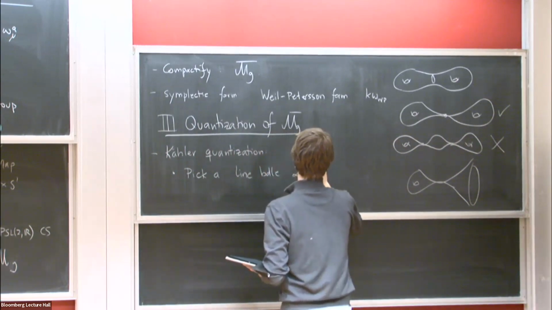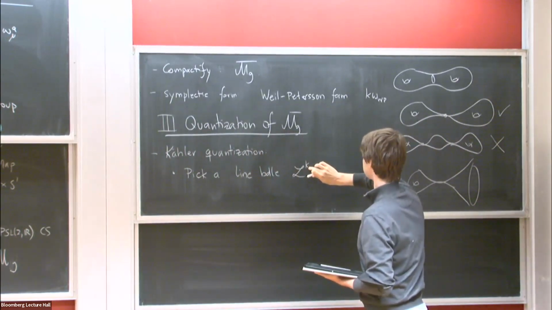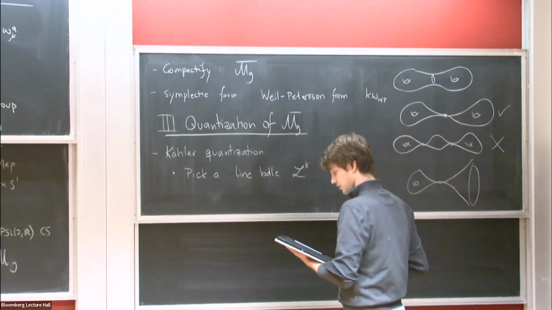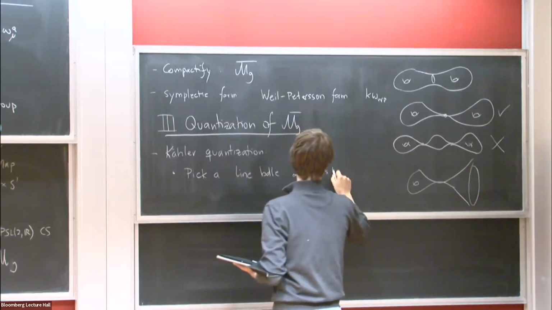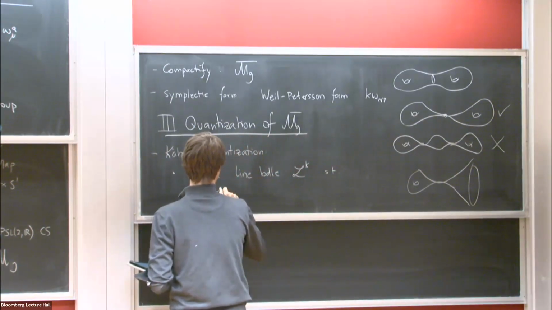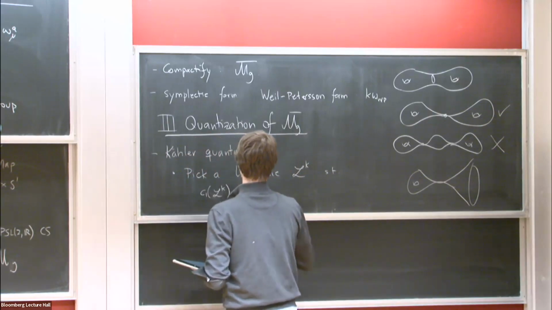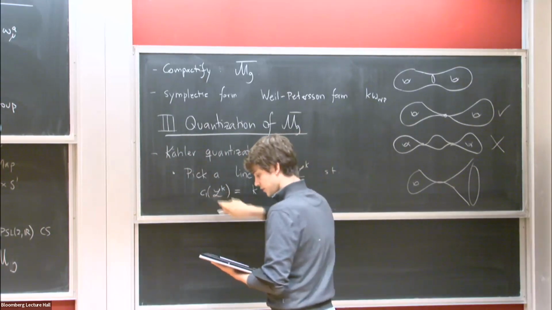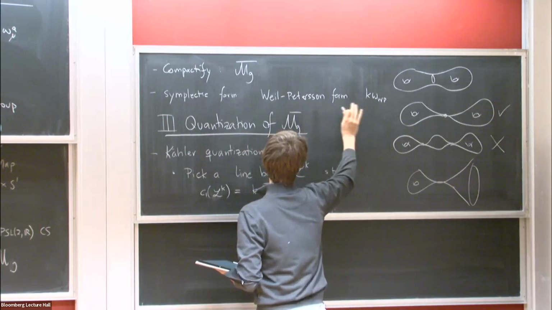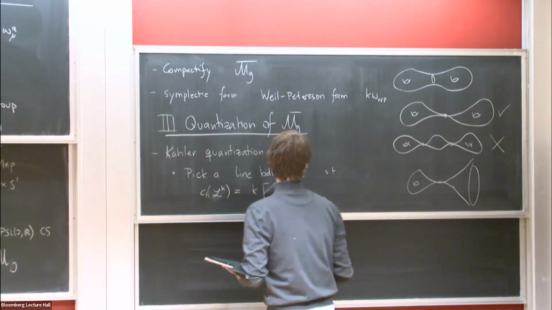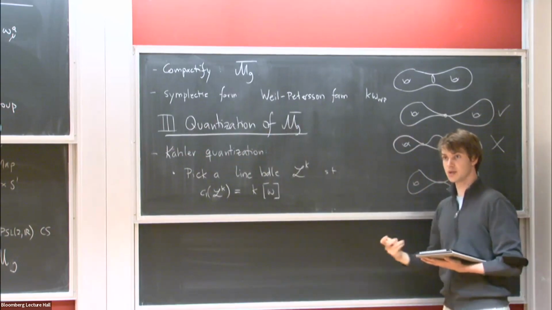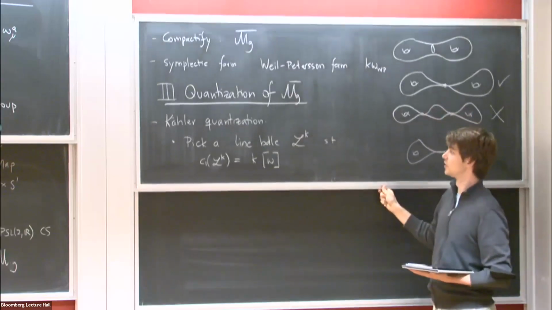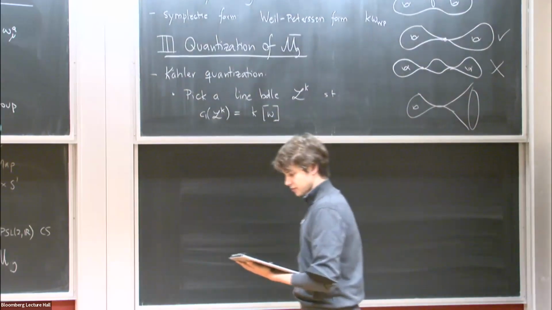Let me call this line bundle L to the K. This line bundle will depend on K. So there's a line bundle L that doesn't depend on K, and for K, I just raise it to the Kth power. This line bundle is determined by the property that its curvature, meaning its first Chern class, which is the cohomology class of the curvature, is simply the symplectic form that we want. So you can pick a line bundle whose curvature is simply the Weil-Petersson symplectic form. This is often called the pre-quantum line bundle.